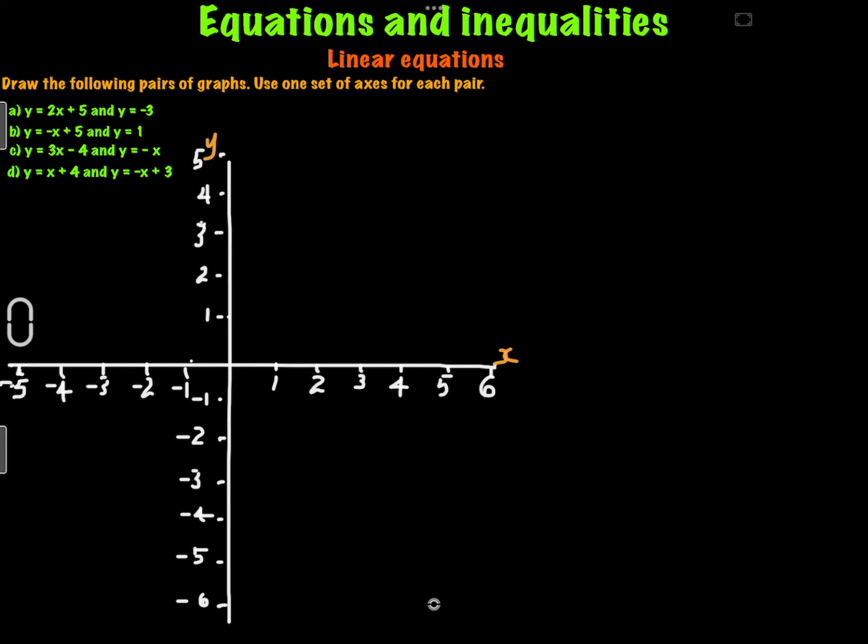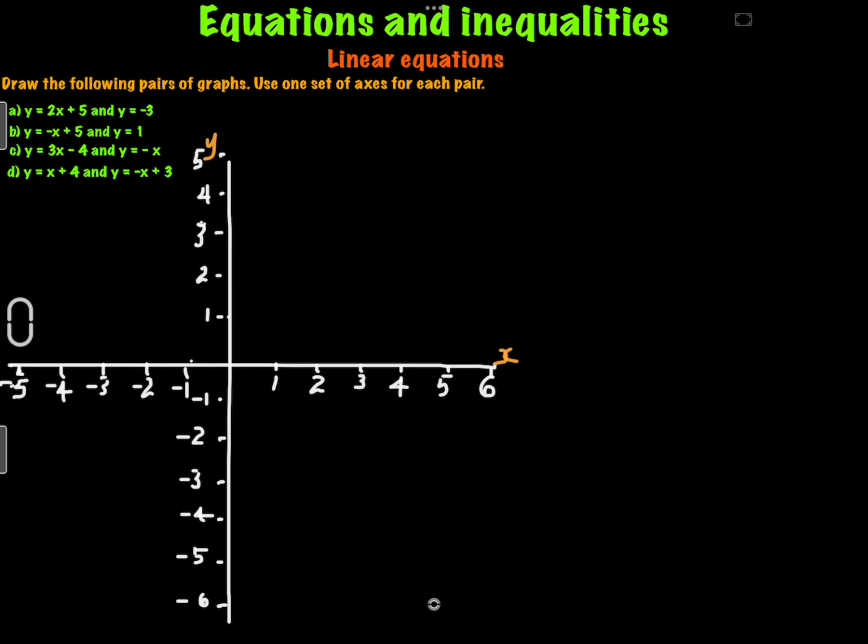Today we are looking at equations and inequalities, linear equations. This time we are asked to draw the following pairs of graphs. We are also asked to use one set of axes for each pair. The first question asks us to construct the graphs of y equals 2x plus 5 and y equals negative 3.